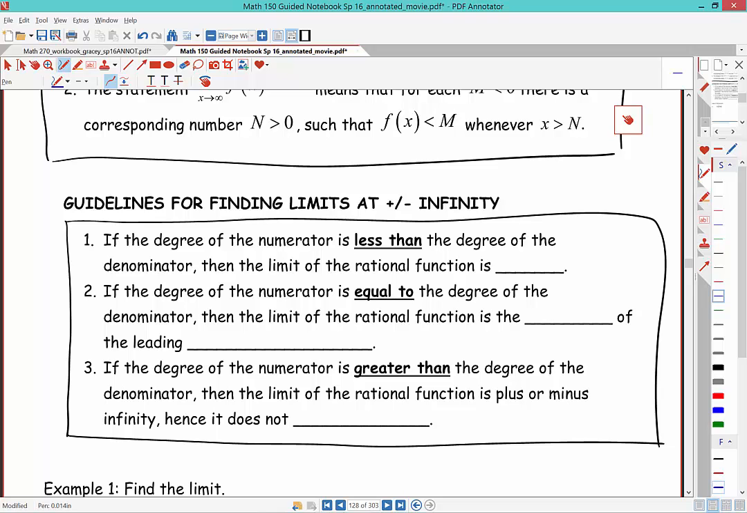Okay, so shortcut rules. If the degree of the numerator is less than the degree of the denominator, then the limit of the rational function is 0. If the degree of the numerator is equal to the degree of the denominator, then the limit of the rational function ends up being the ratio of the leading coefficients.